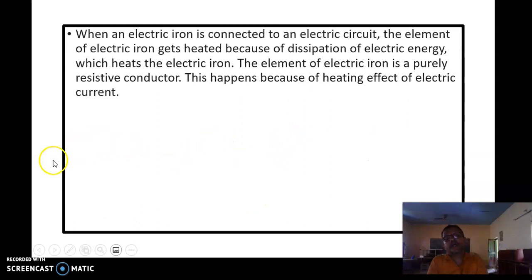Now the electric iron box is also the same. The same principle is used here. The electric iron box is connected to an electric circuit. The element of the electric iron gets heated because of the dissipation of electric energy, which heats the iron. The element of the electric iron is a purely resistive conductor. This happens because of the heating effect of the electric current. Here also the heating effect is used.